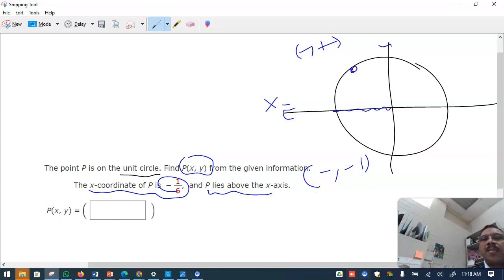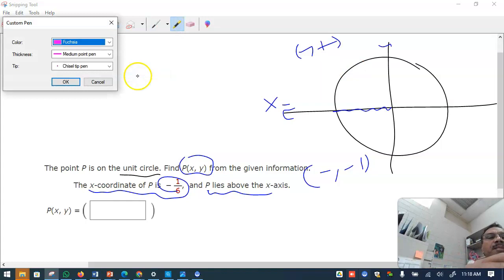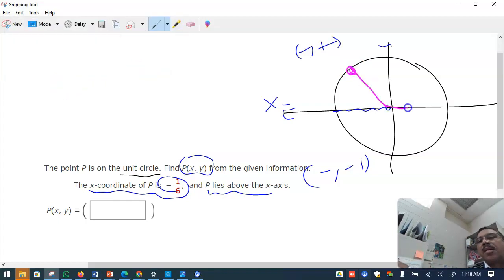Above the axis means the point has to be over here, like you see. So this is the angle and this is the point. They gave us the minus 1 over 6. So x is given as minus 1 over 6, and you need to figure out the y. And y has to be positive. So it's in the second quadrant. This is minus and plus. All you do is use the same idea.